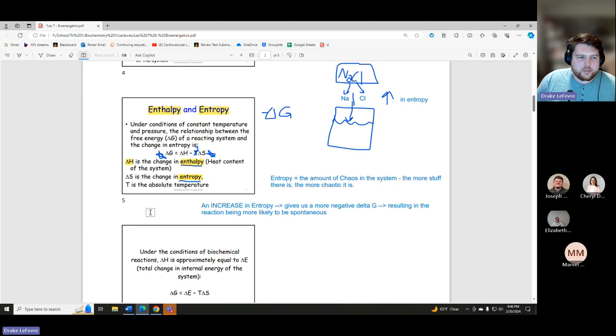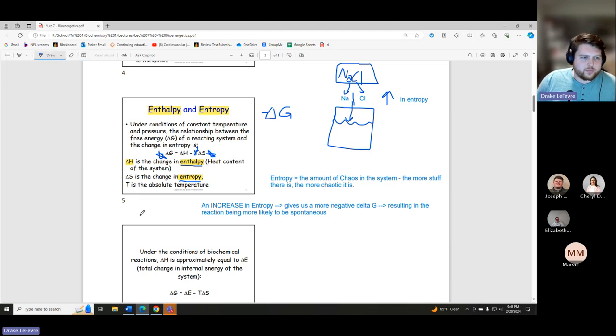Let's go ahead and stop here on entropy. I think this will make a lot more sense. We kind of looked at this. We have entropy, we have enthalpy. Definition wise, this will make a lot more sense if we do the practice questions.